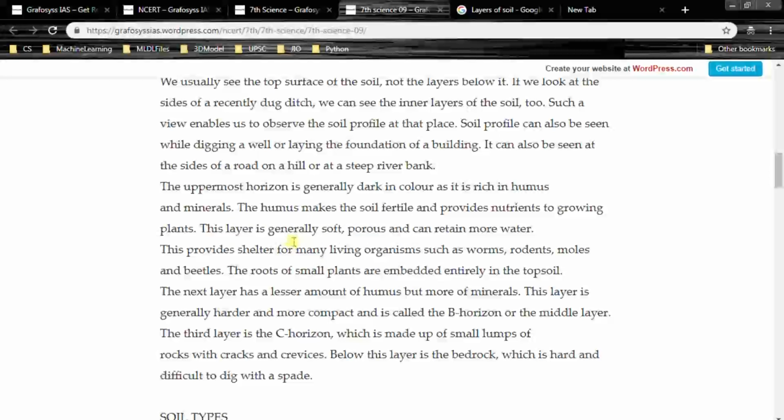So humus is the thing which makes soil fertile, and it provides nutrients to plants, and also it retains more water, and also it is shelter for worms, rodents, moles, and beetles, right? These are the things you must remember for the humus.